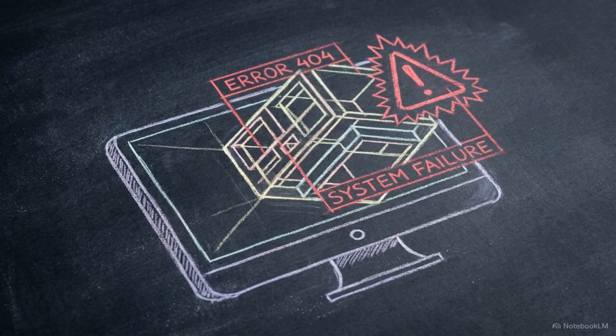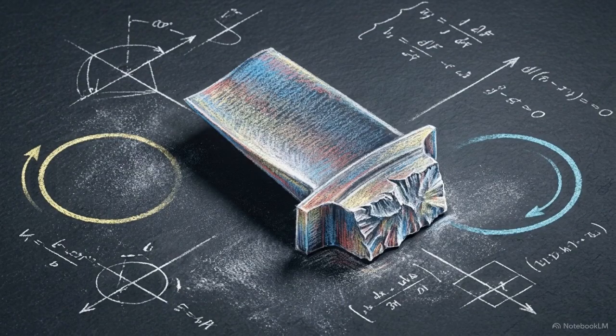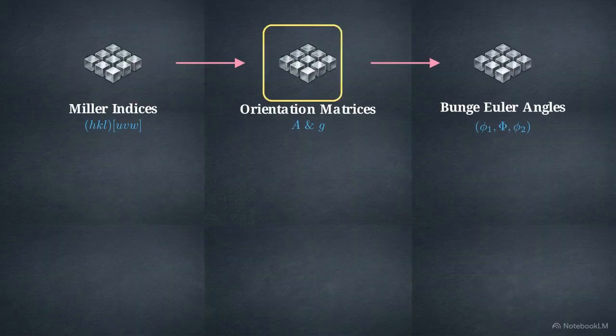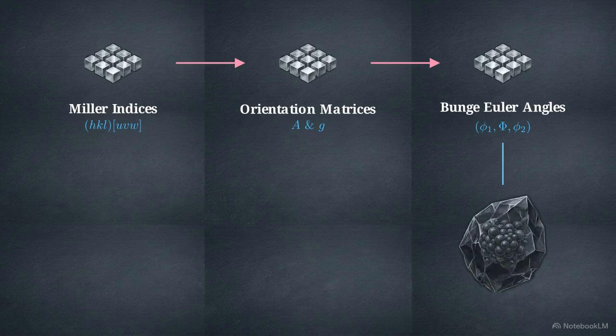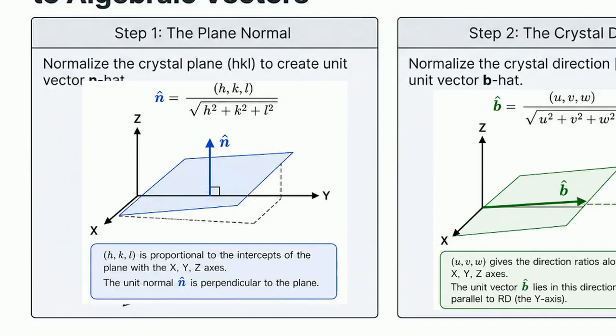Without calculating these precise rotational offsets, engineers cannot predict failures, a torn deep-drawn autobody, or a snapped forged turbine blade. Mastering this specific mathematical pipeline is the only reliable way to control material behavior from the atomic level up. We begin the deduction by translating physical geometric observations into absolute mathematical constraints. This graphic breaks down the first step.